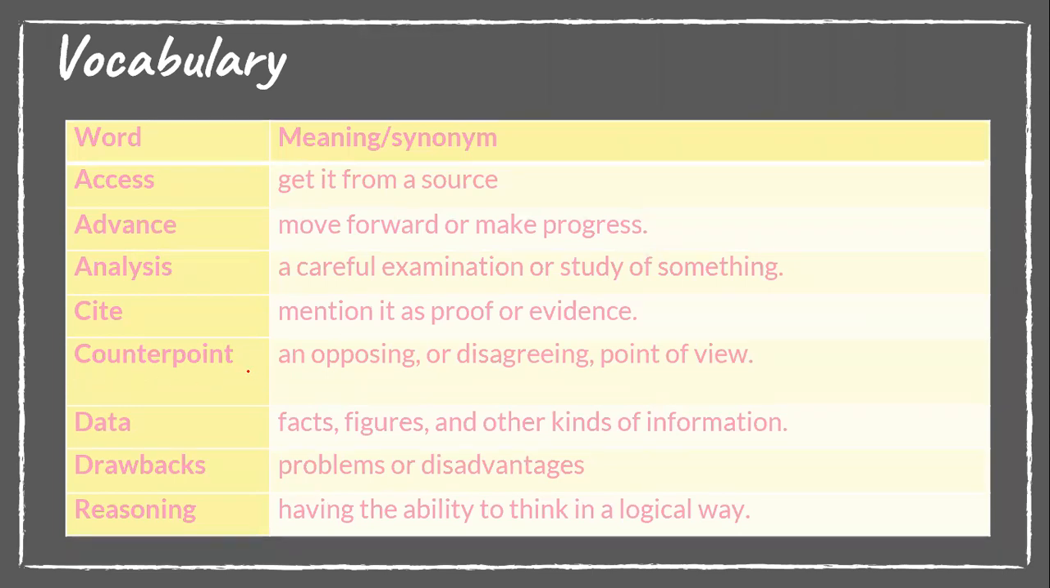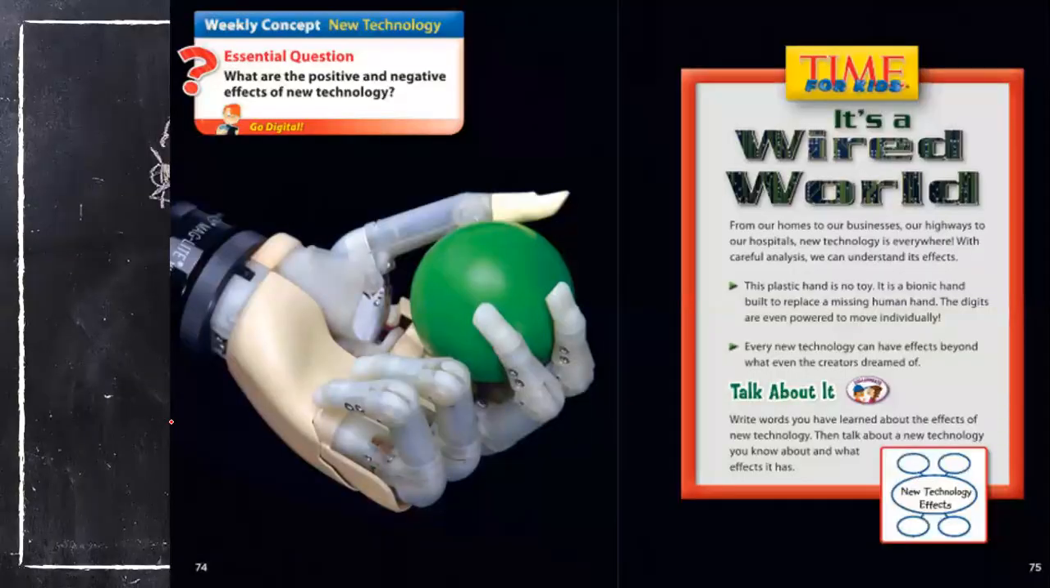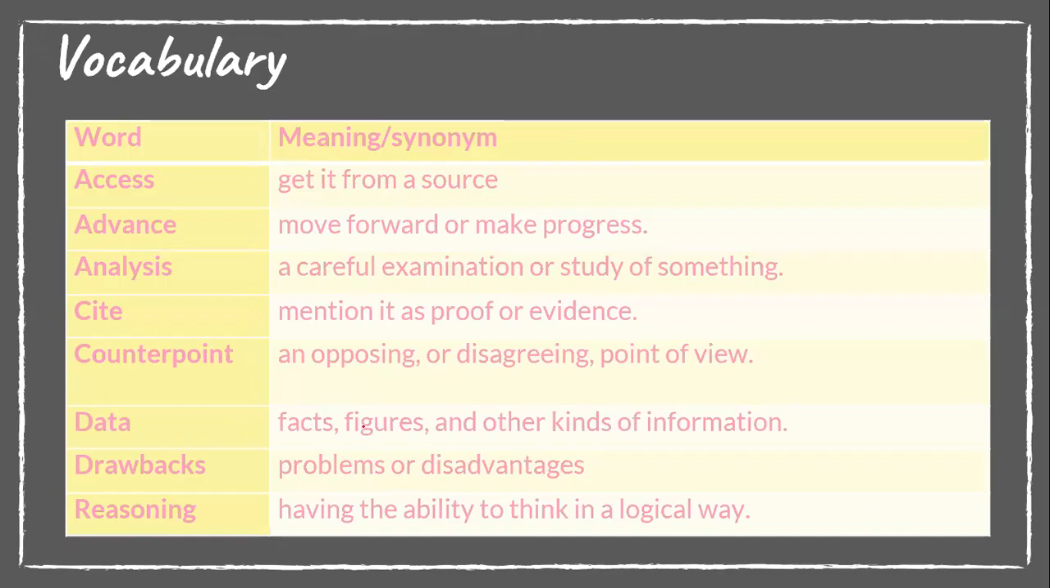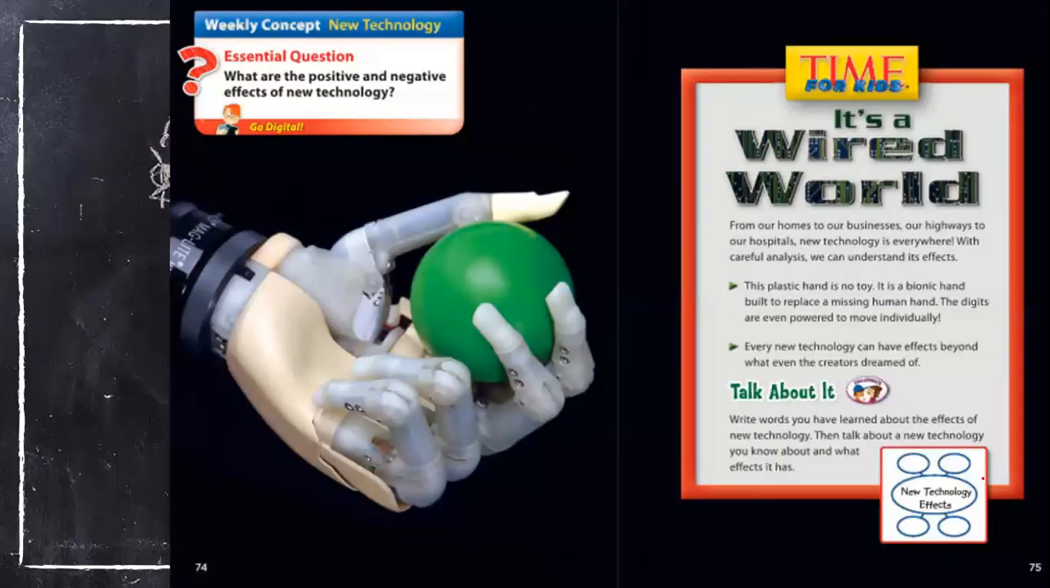Counterpoint, we mean an opposite idea or a disagreeing point of view. Data is all the information, facts, figures, and other kinds of information. Drawbacks, we mean problems or disadvantages. Reasoning, having the ability to think in a logical way. So to have the ability to think in a correct way in order to move correctly. So these are the vocabulary. Later we're going to have exercises on the vocabulary.